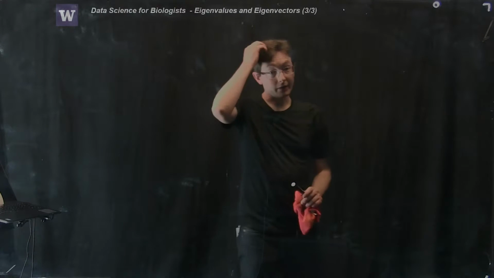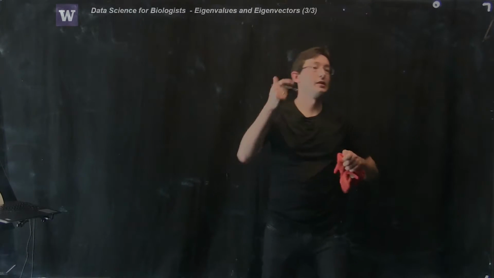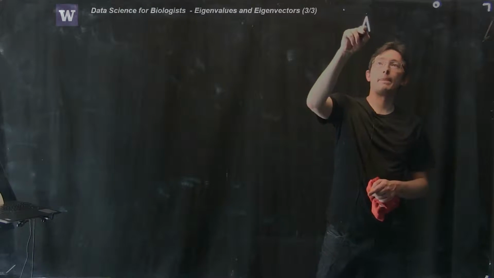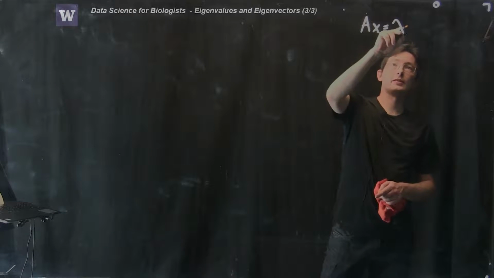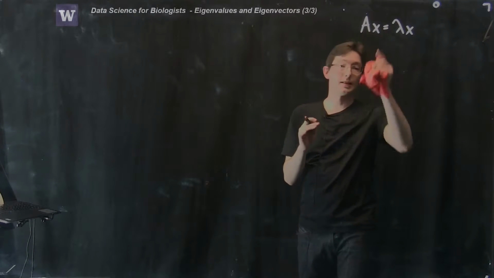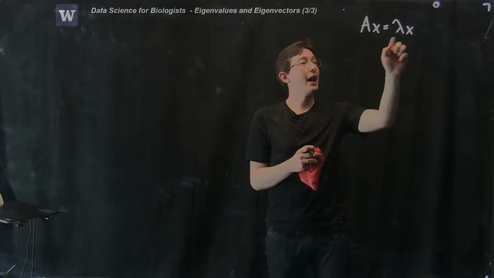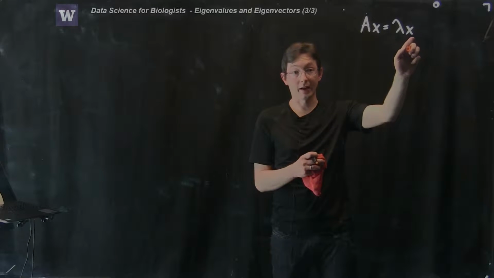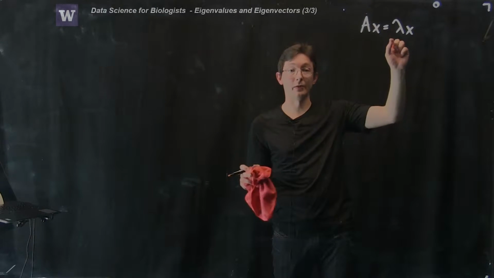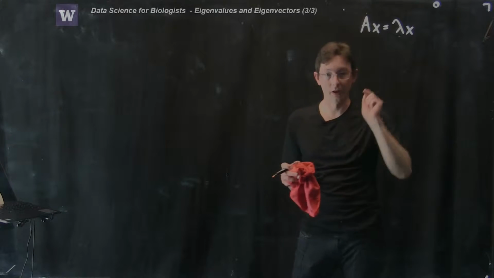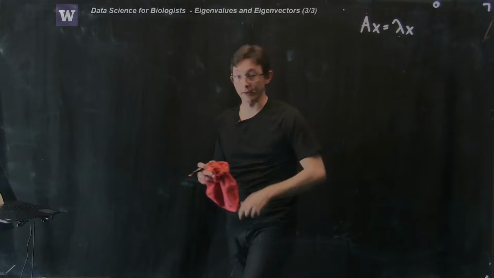So now we know what eigenvalues and eigenvectors are. They're these special numbers and special vectors such that if I take my matrix A times my eigenvector x, I get a vector in the same direction as x, but scaled by a factor of lambda, my eigenvalue. Okay, we know what they are, and we know how to find them.